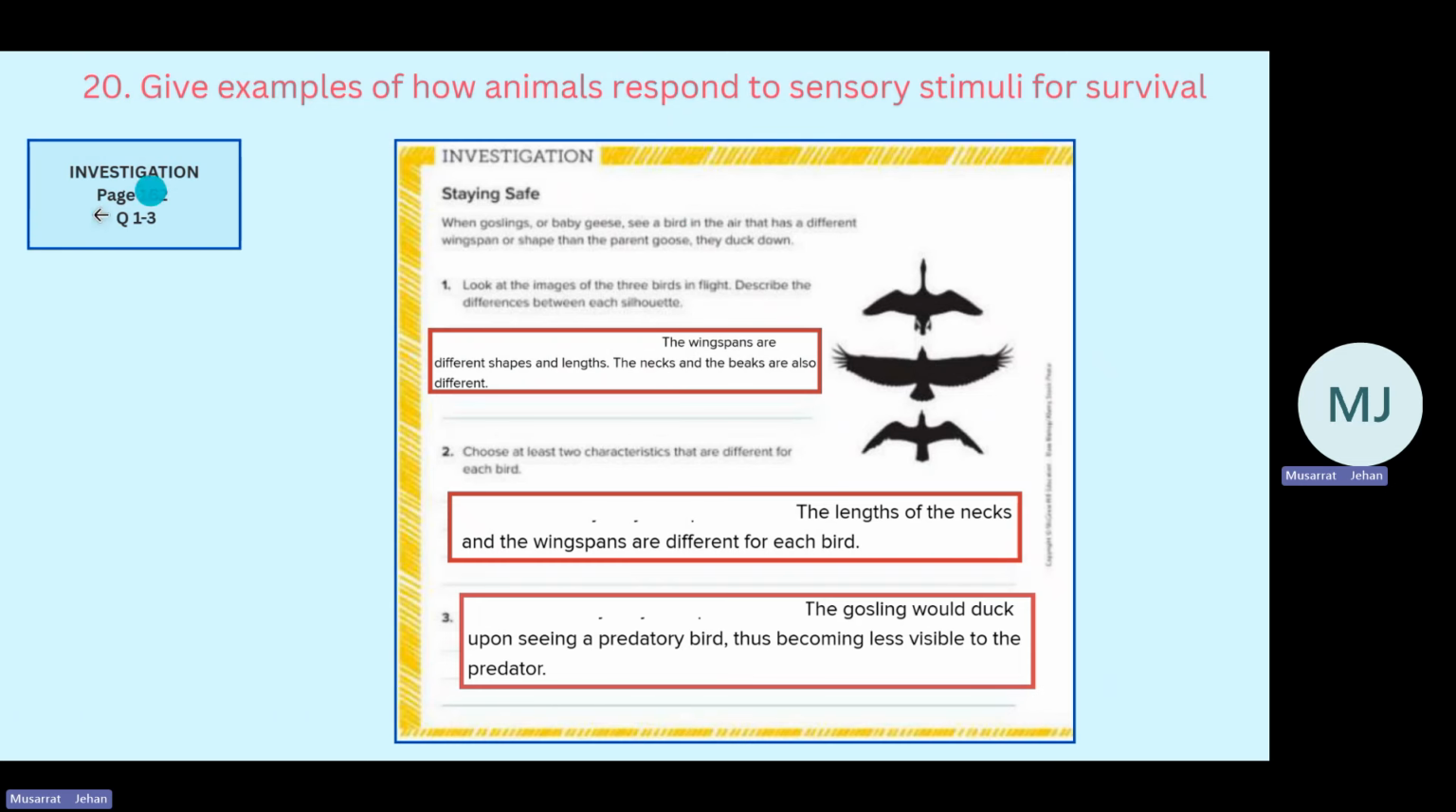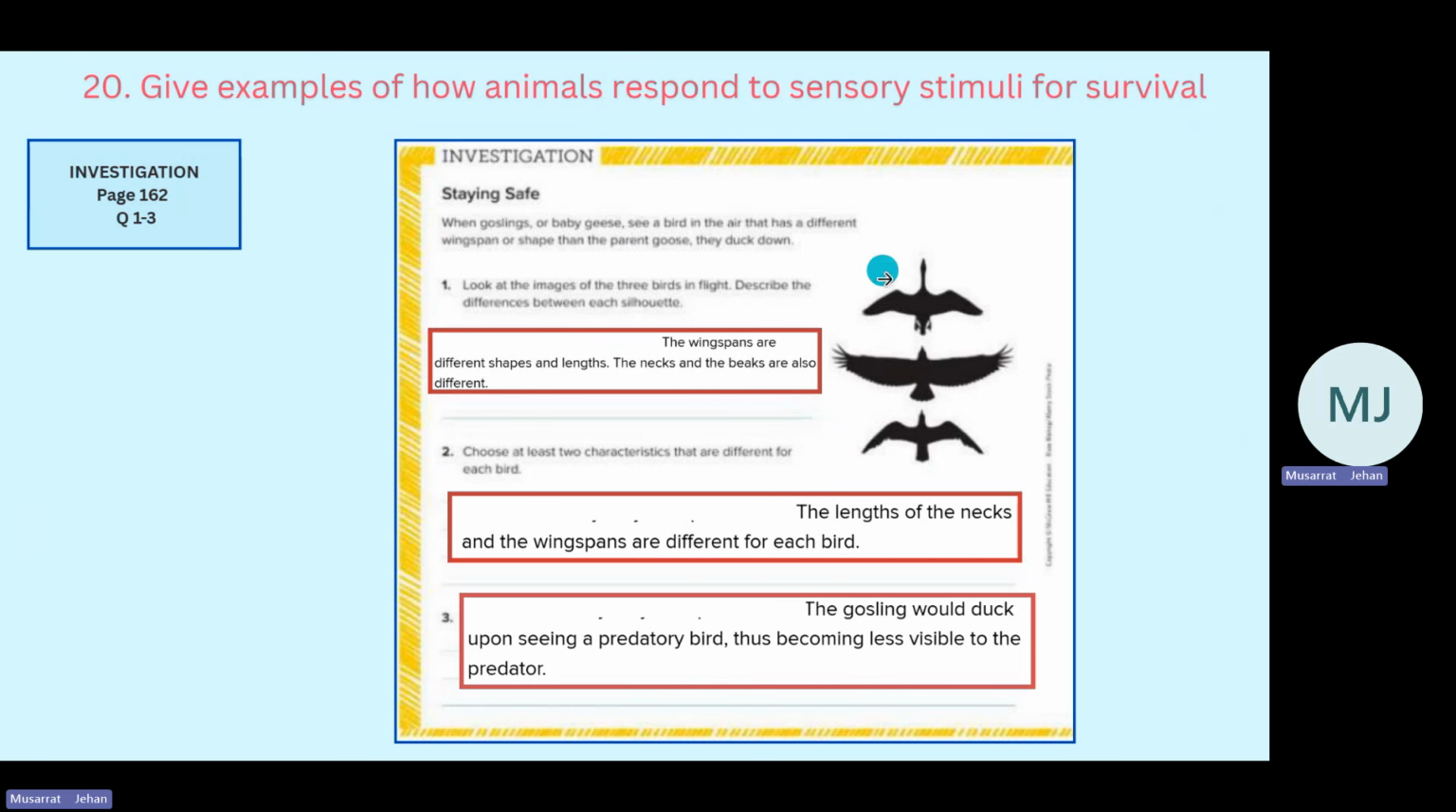Then we come to the investigation on page 162, question. Here you can see the birds spread their wings, and this is known as the wingspan. It is different here. The goslings are the babies of the goose, baby geese. In the air, if they see the wingspan, they can identify whether it's their parent or some predator. They will be able to find out because they know the wingspan of their parent.